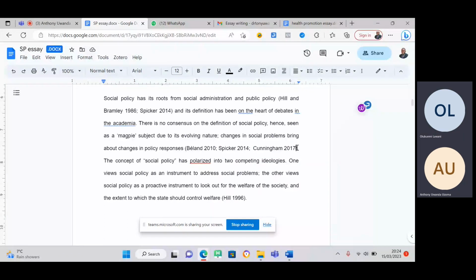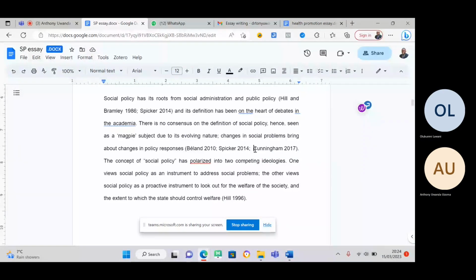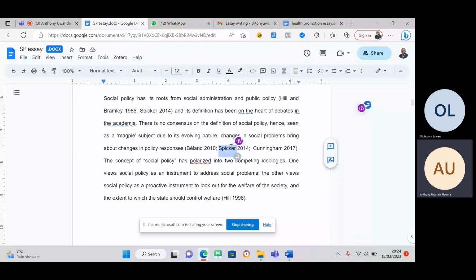The people that will mark your essay have PhDs. So once you mention the authors they know, they will know that you have read. If you just use Google and do guesswork, they will know that you did not read. Imagine I'm the one marking you, and I didn't see Spicker, I didn't see some major authors. Once you mention social policy, you must talk about Spicker or other common authors. So how will I know you read? There are common things that occur commonly.